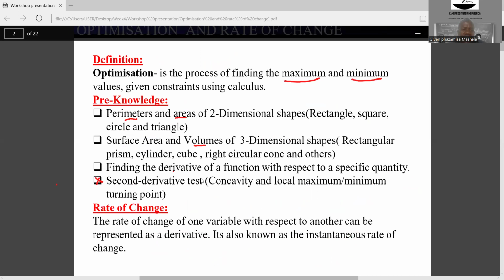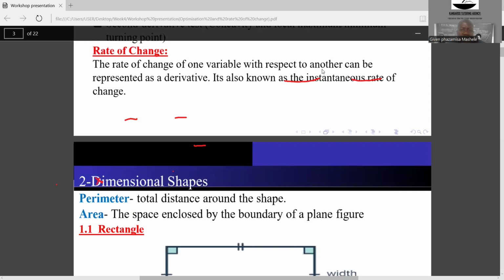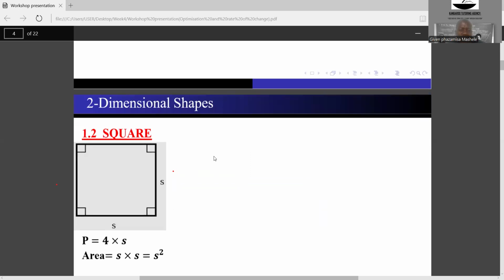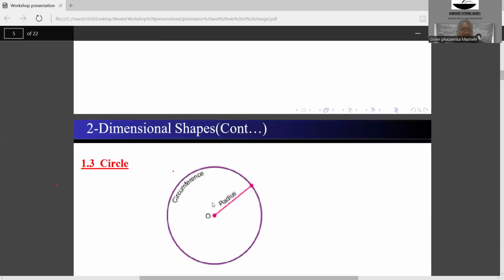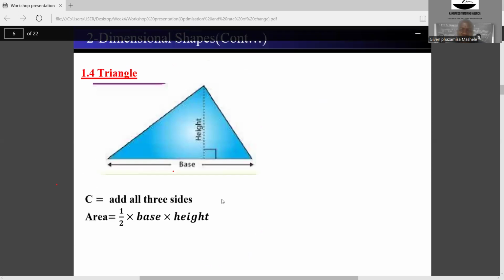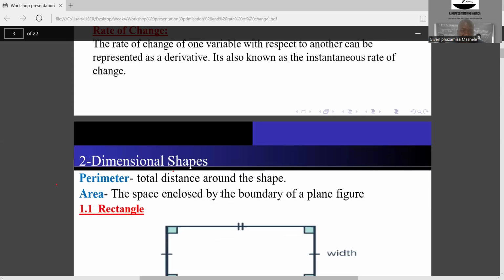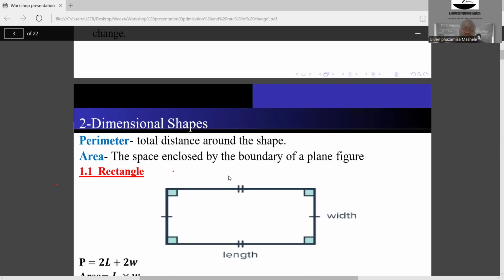Now, in the next slide, we'll be talking about the two-dimensional shapes or two-dimensional objects. Right, the 2D shapes, we have shapes such as the rectangle, the square. These are two-dimensional shapes. The circle and also the triangles. All right, it's very important for you to understand the two-dimensional shapes, especially when you are dealing with optimization.